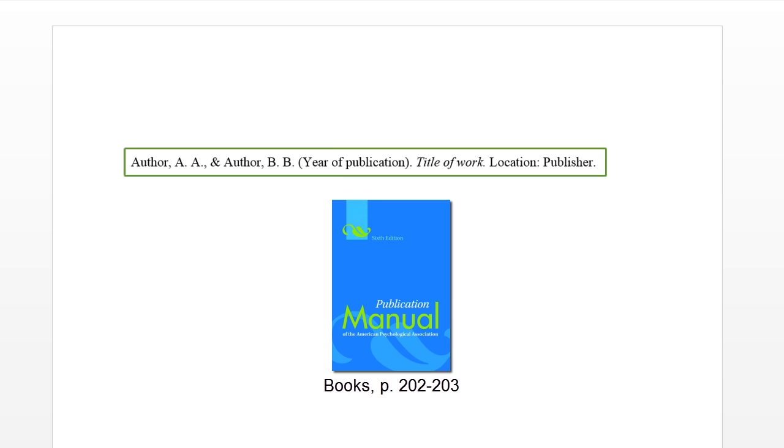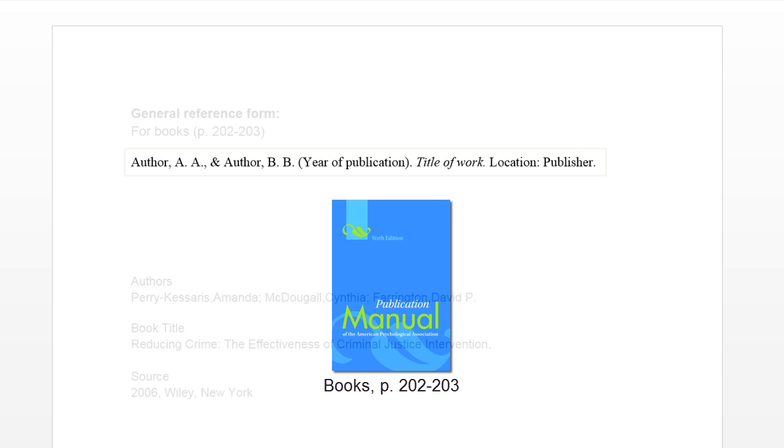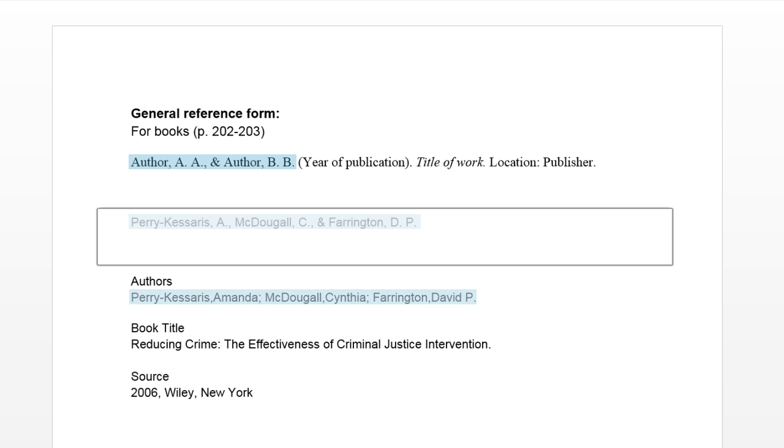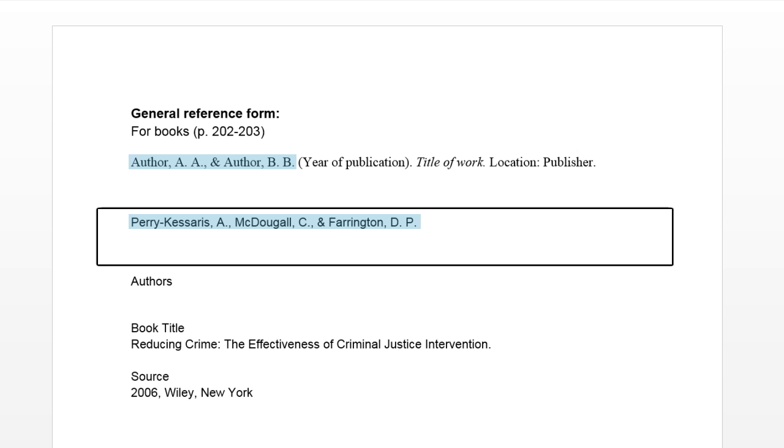This is the general pattern for referencing books. Author names are inverted, that is, the last names are first. Only initials are used. If there are multiple authors, each name is followed by a comma, except for the next to last name. The next to last name is followed by a comma and an ampersand.